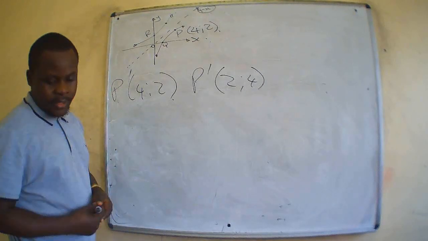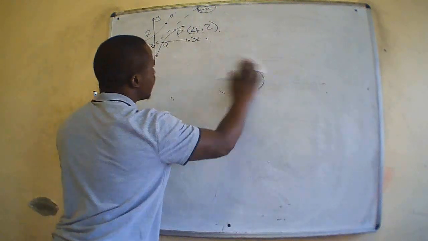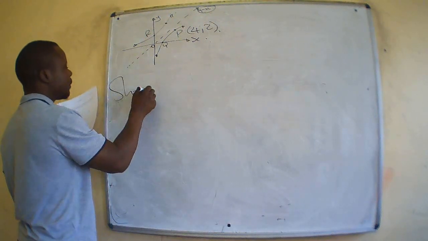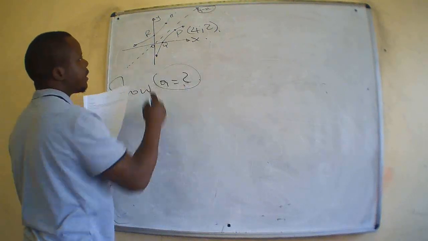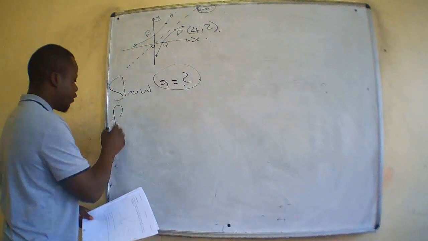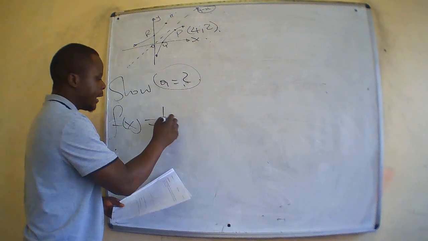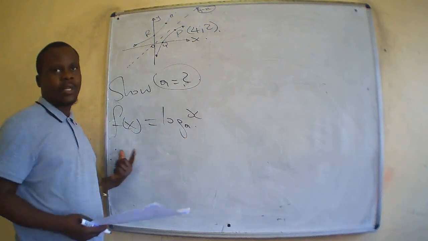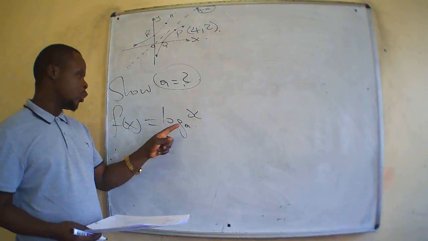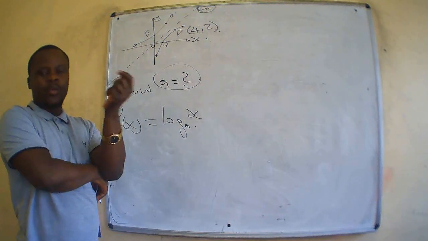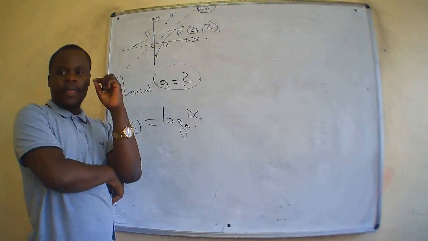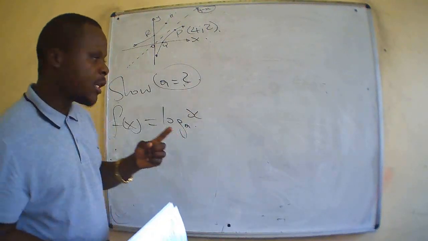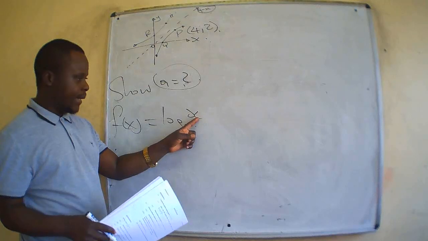The next question, we're being asked to show that a is equal to 2. But what information are we given about this? We have f of x, which is equal to logarithm of x in base a. This is what is given. We need to show that the value of a is exactly equal to 2. The only way to show this is to find a common point along the curve, such that we substitute x and y in order to find this.